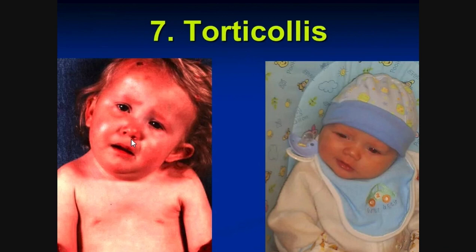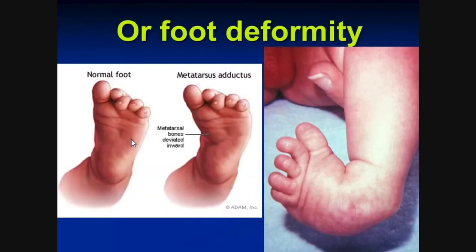Torticollis: when we see torticollis, there is a possibility of associated DDH. Also foot deformity, clubfoot, is one of the congenital anomalies that sometimes affect the baby, and this may be associated with DDH.